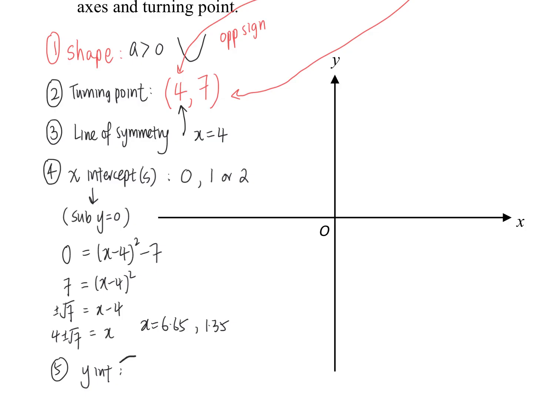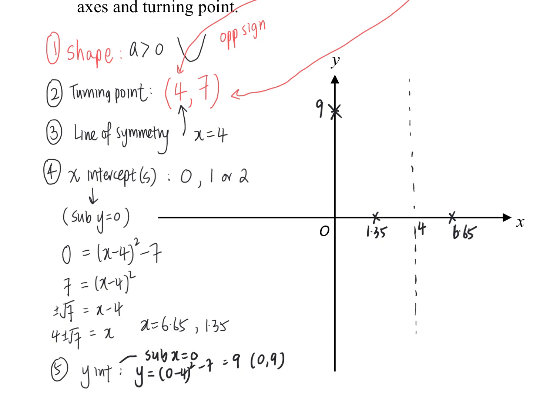Okay, I thicken it. So we will sub x as 0. So y is equal to 0 minus 4 squared minus 7, so you get 9. Now all the points you can try to plot them out. So (0, 9) is here, this is your y-intercept. Then your x-intercept, one is somewhere here, 1.35. The other one is somewhere here, 6.65. Then your line of symmetry is at x equals to 4.